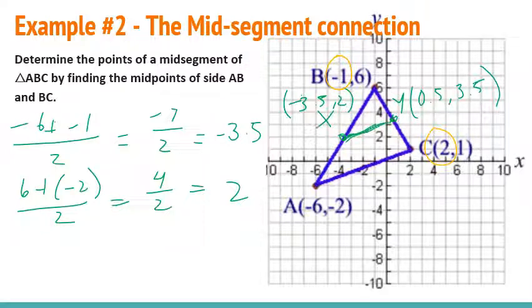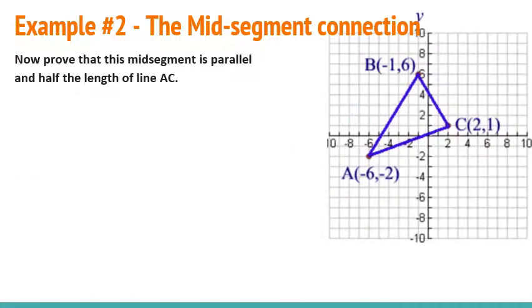So if you connect x, y together, that would be your midsegment. And you can see, just based on this very rough sketch, that this segment looks to be about half the length and is parallel to line segment AC. Now, looks to be is not quite enough, as you know. We want to prove that this is actually the case, right?